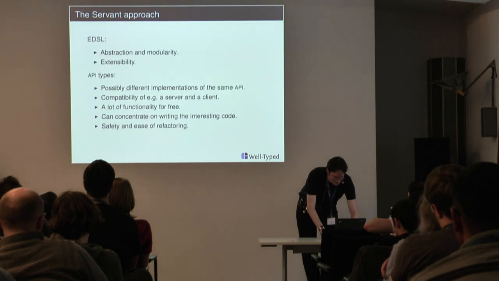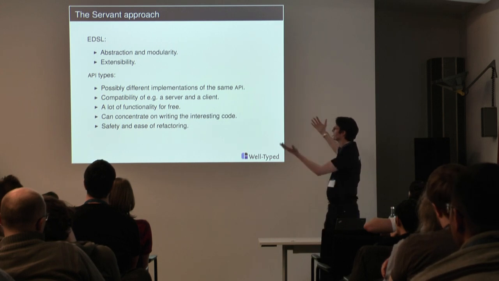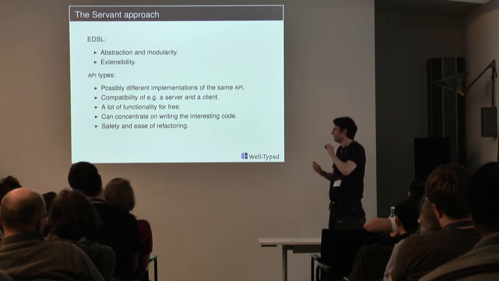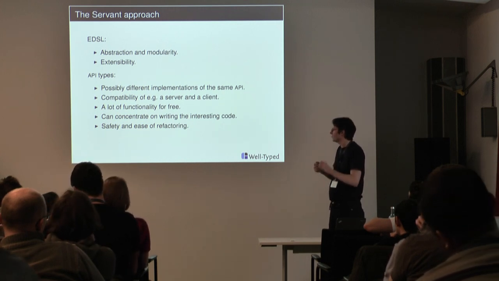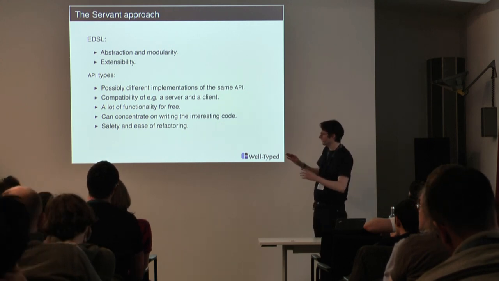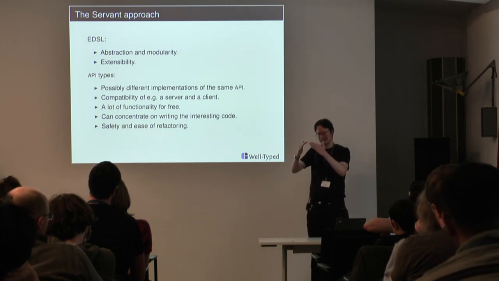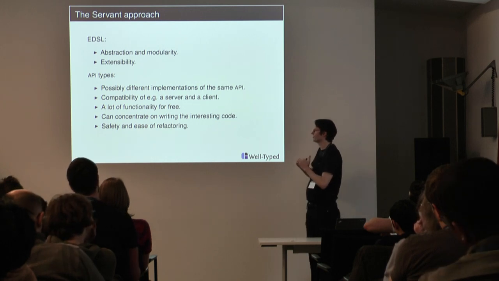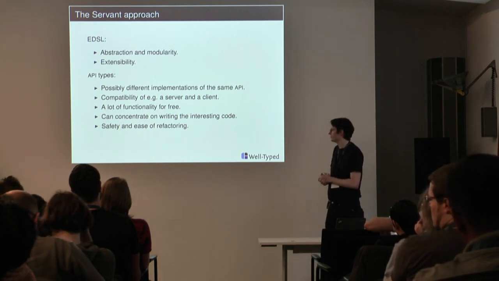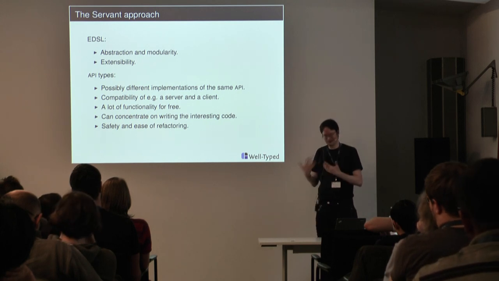Okay, so to conclude, we have this EDSL approach, which gives us abstraction and modularity and extensibility. The fact that we have types, the separation gives us that we can possibly have different implementations of the same API, that we can talk about things like having a server and a client and saying they're actually implementing the same API or compatible with respect to the API. It also gives us that we can generate a lot of functionality for free by just extracting it from the type level, that we can concentrate on writing the interesting code and that everything is relatively safe.